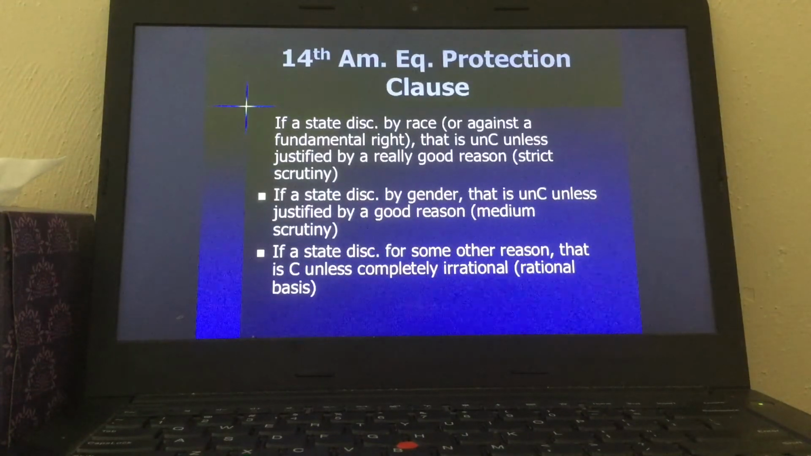And then if the lawsuit is for some other reason, I've been discriminated against by the government because of my age or for something else, then basically as long as the government is not acting completely irrational, the government's going to win. So in a race discrimination case, probably the government's going to lose. In a gender discrimination case, could go either way. And if for some other reason, then probably the government's going to win unless they're just being silly. And we're going to go over this a little bit more in class.